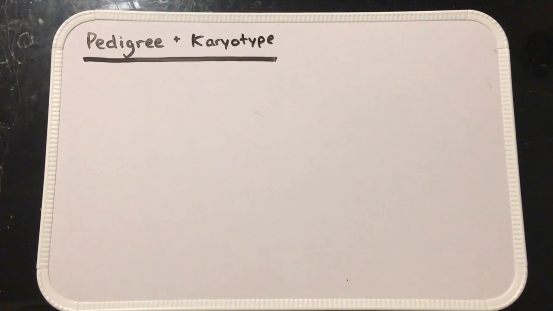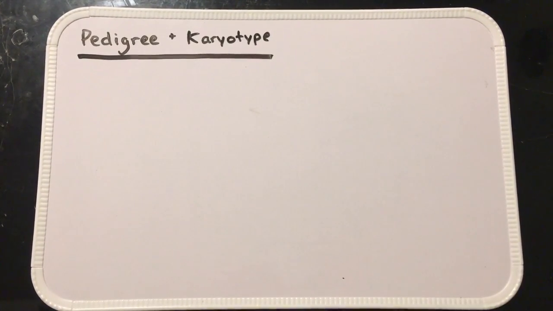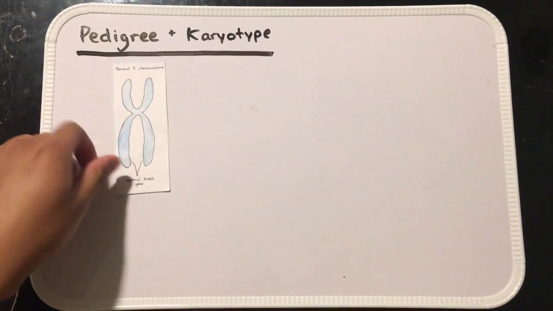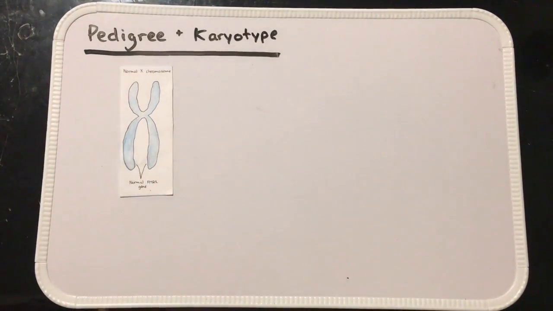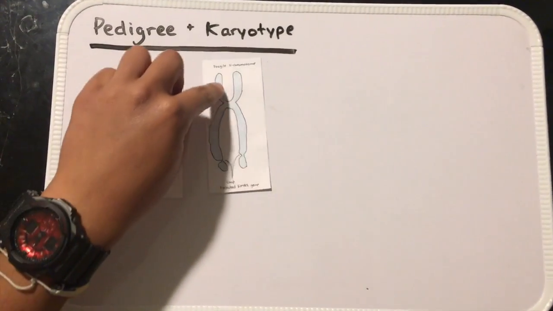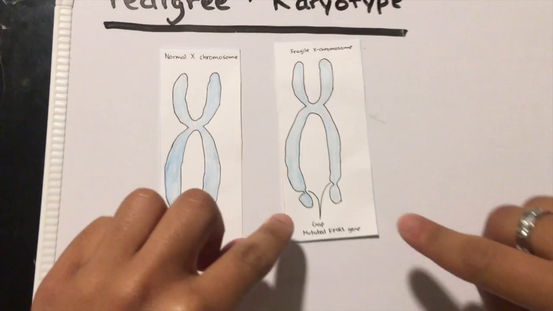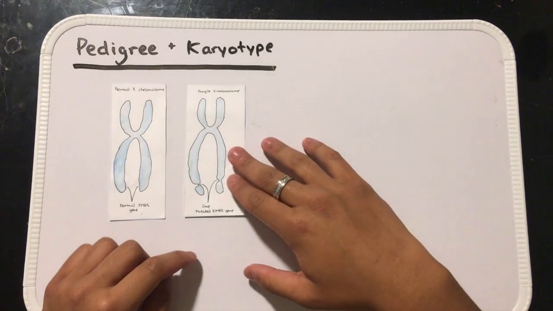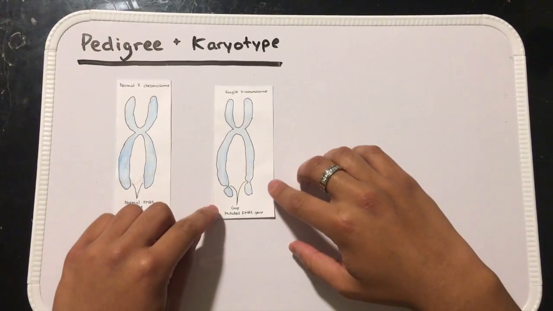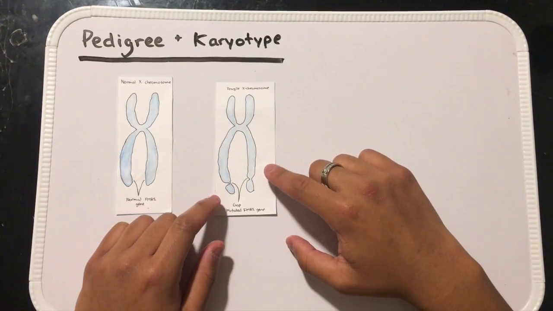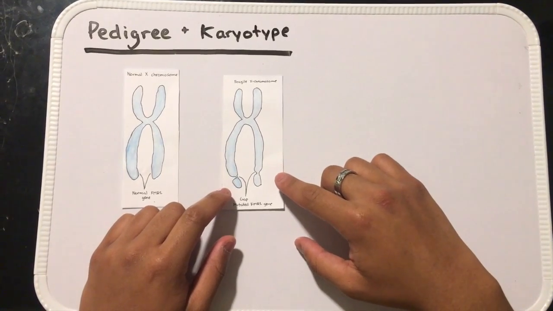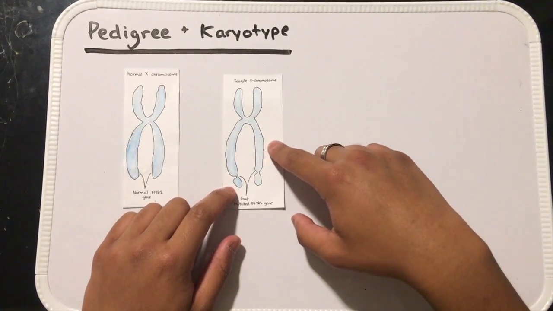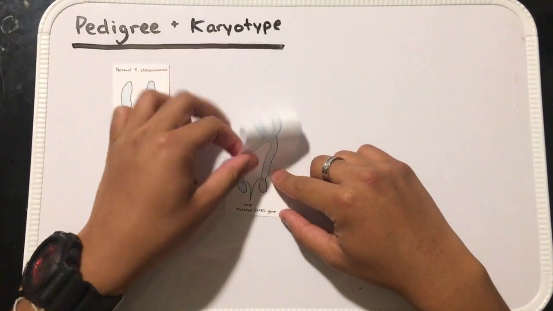Fragile X syndrome is inherited in an X-linked dominant pattern. Over here we see a normal X chromosome. Over here we see a fragile X chromosome. As you can see, there is a mutated gene, which is the FMR1 gene. If you were to look at a karyotype and you're looking for the fragile X chromosome, you would find it at the sex chromosomes, specifically at the X chromosome. As you can see, there is a gap over here.